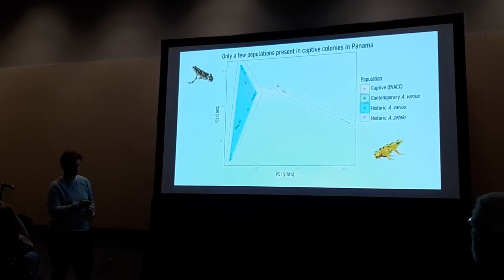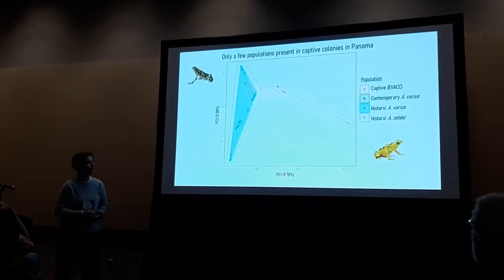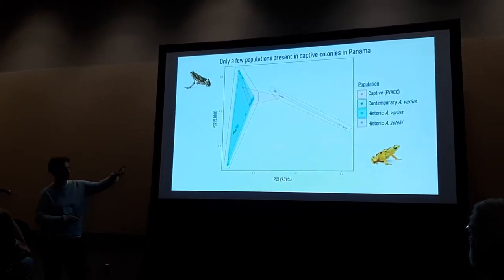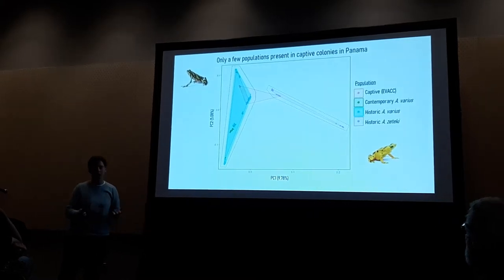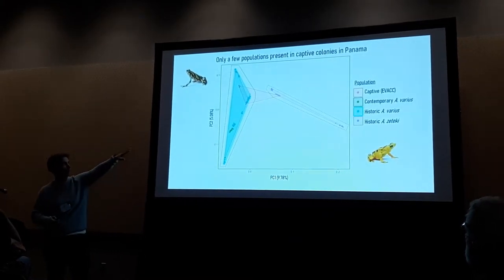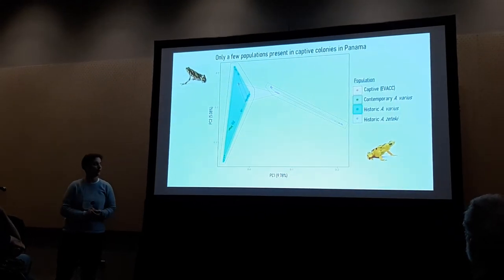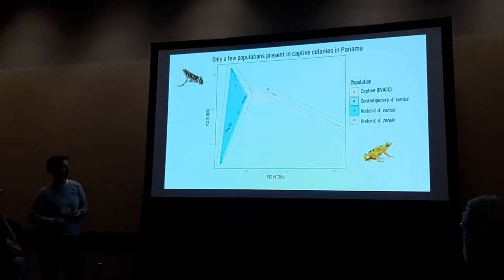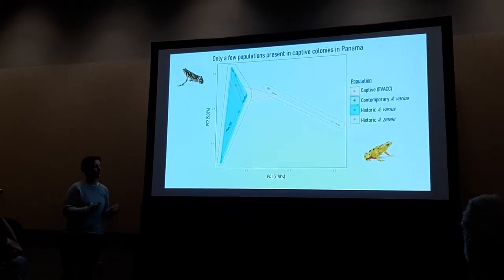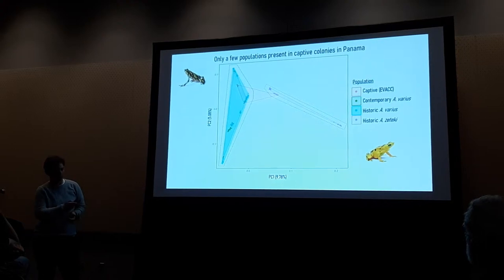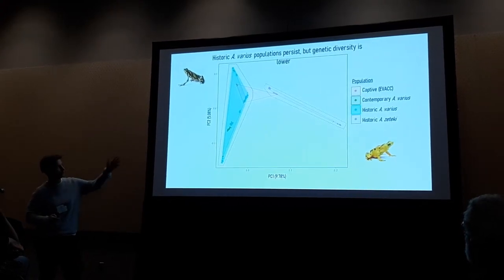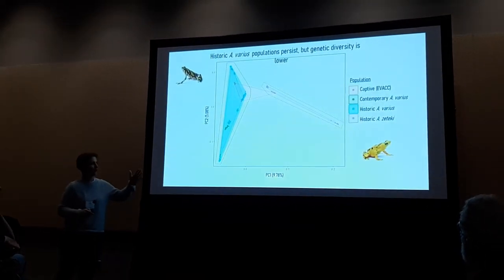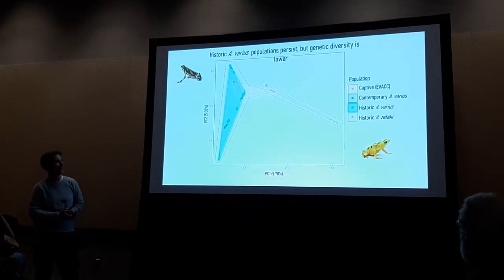If we change the colors once more to illustrate where the captive populations are coming from, which is the red triangle, we can see that there are just a few populations of varius on the left and just one population of zeteki currently present in the captive populations in Panama. So while it's great that we have these captive colonies, they're sort of limited in scope. One more thing to point out from this PCA is that there are actually two triangles here on the left, and that is the captive and the historic, the contemporary and the historic Atelopus varius.